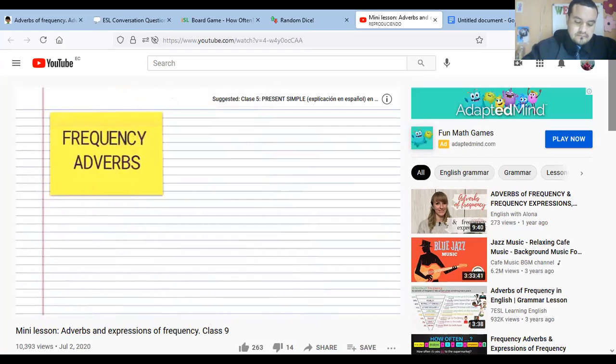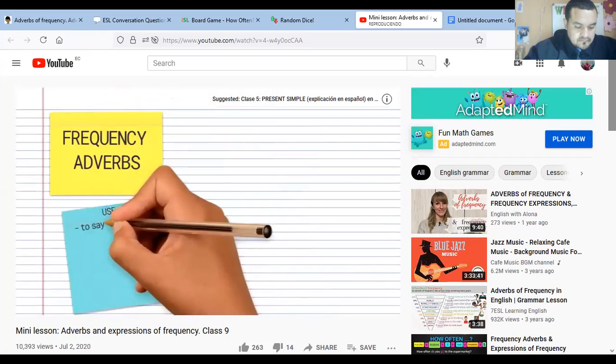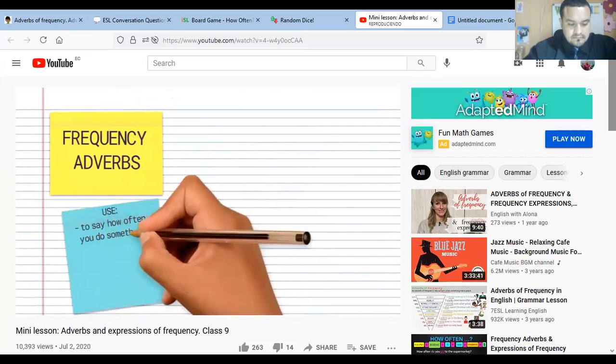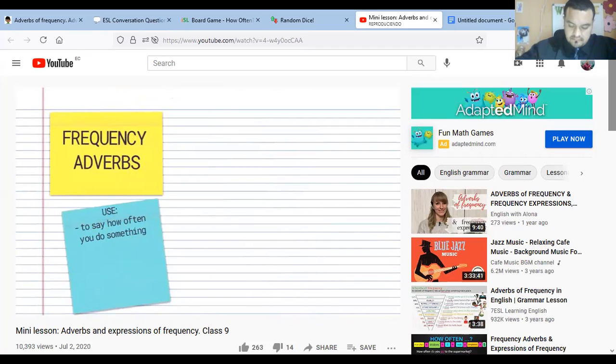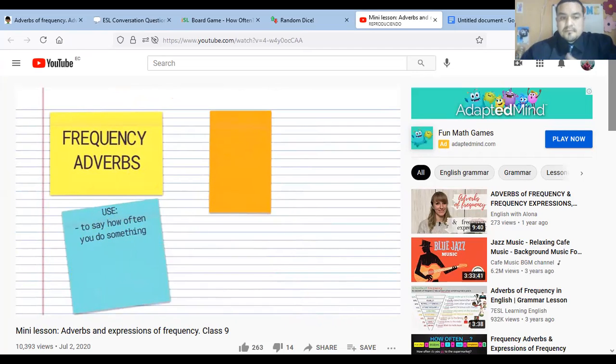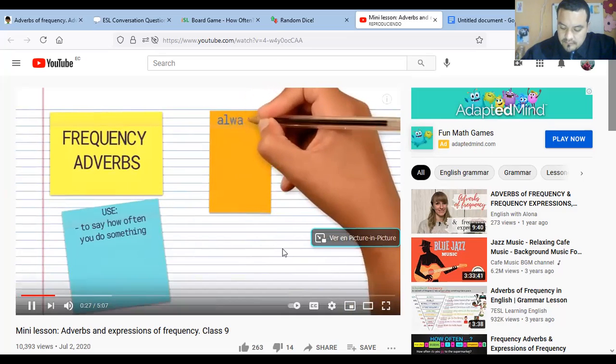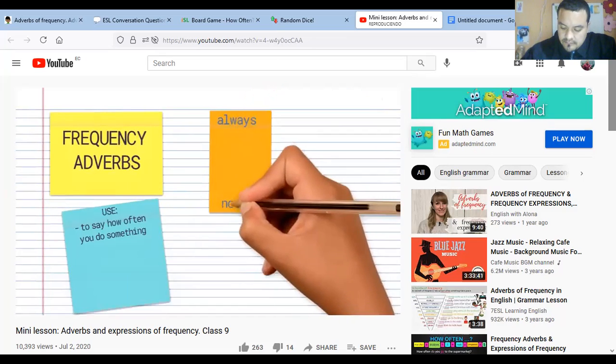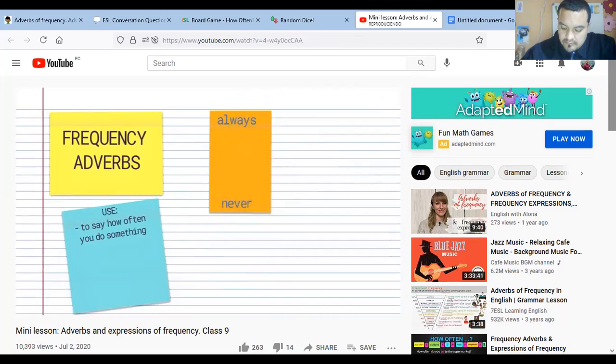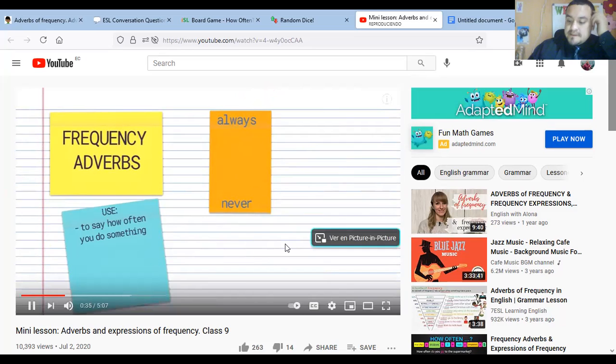Frequency adverbs. When do we use them? To say how often you do something. Para decir con qué frecuencia hacemos algo, veamos una lista con los más comunes que se aprenden en nivel básico. Primero sería always y en el otro extremo never. Always, siempre; never.